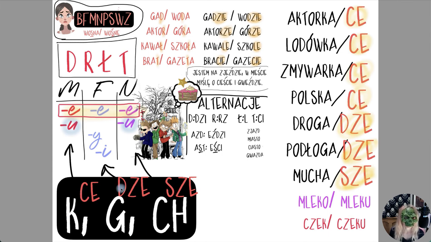Okay? So this black box with alternations in red that you see here applies to feminine nouns. If any feminine noun ends with a k, g, or h after taking a, as you can see here, this is going to be our alternation. However, these alternations don't apply to masculine or neuter nouns. What happens with masculine and neuter nouns with k, g, and h, they keep the ending u.